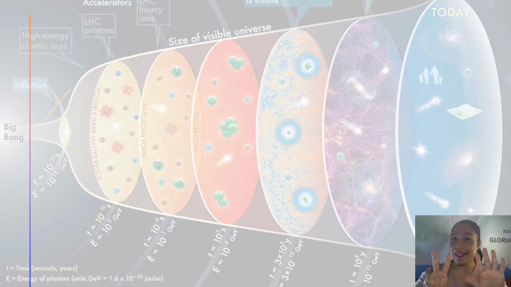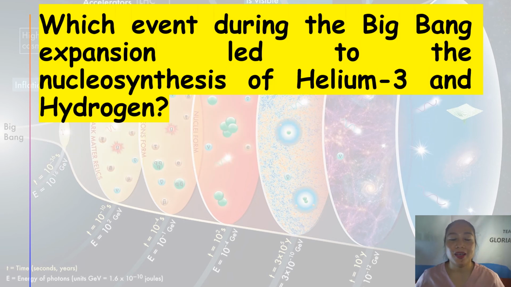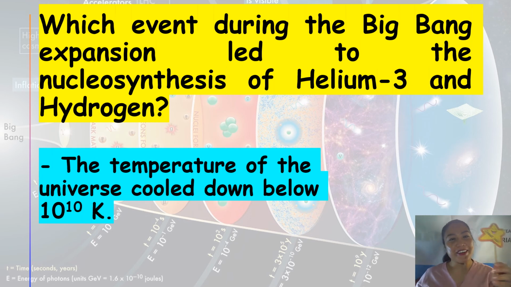Question number 7. Which event during the Big Bang expansion led to the nucleosynthesis of helium-3 and hydrogen? Very good! That is a great job! The temperature of the universe cooled down below 10 raised to 10 Kelvin.